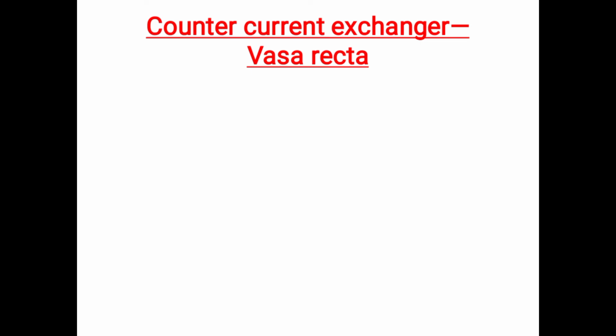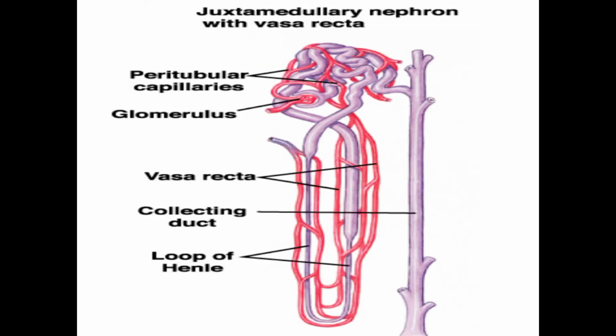You can see here, this is the juxtamedullary nephron. This is a glomerulus, and whatever is in red color is the vasa recta. You can see that all the tubular portions of the juxtamedullary nephron are surrounded by these blood vessels. An exchange of ions is taking place between the vasa recta and the tubular portion.